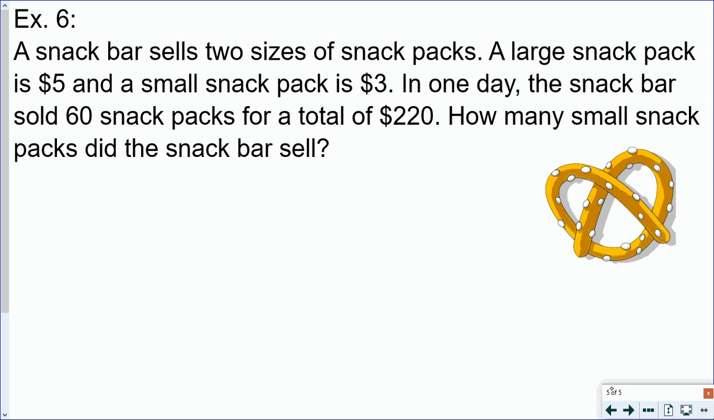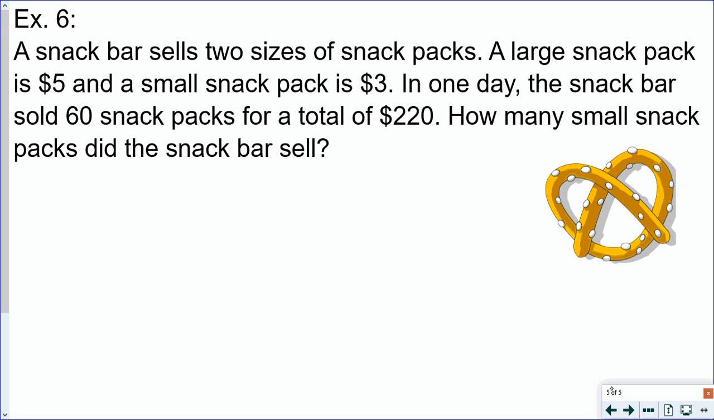All right, last piece here, a word problem, everyone's favorite. A snack bar sells two sizes of snack packs. A large snack pack is $5 and a small snack pack is $3. In one day, the snack bar sold 60 snack packs for a total of $220. How many small snack packs did the snack bar sell?